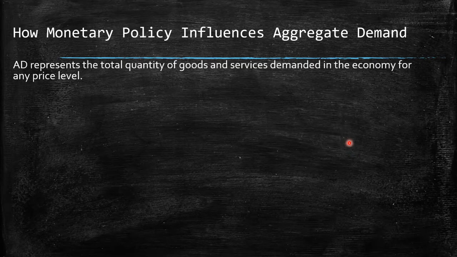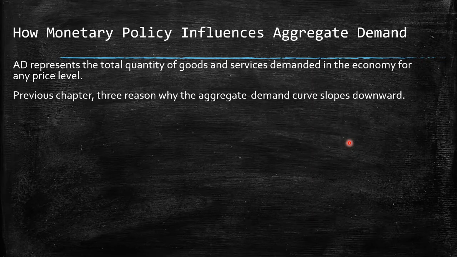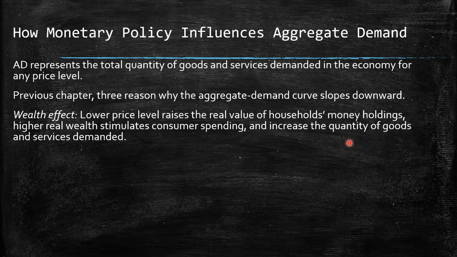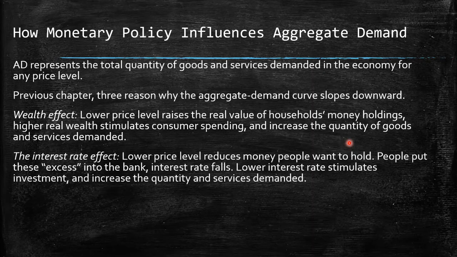Remember that aggregate demand represents the total quantity of goods and services demanded in the economy at any price level. During the previous chapter, we had a look at why the aggregate demand curve slopes downward. The first one was the wealth effect. Why? Because a lower price level raises the real value of households' money holdings. They are richer. So higher real wealth stimulates consumer spending, increasing the quantity of goods and services demanded.